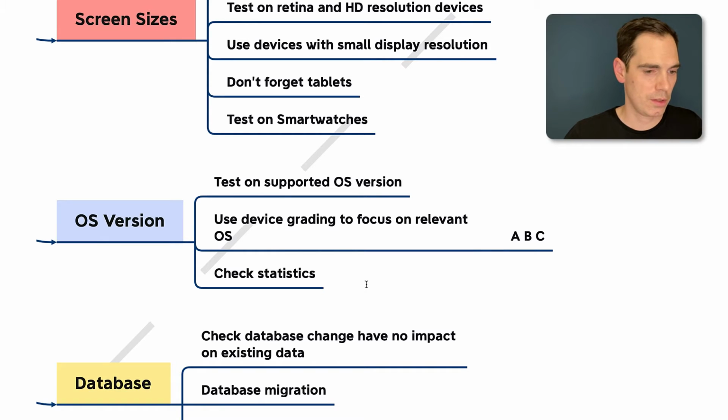Operating system versions, the same thing. You should test only on the supported operating system versions, right? So check the customer data, what OS version is being used by your customers. Use the device grading that I already mentioned to narrow down the test devices and the test setup configuration, so the hardware and software configuration, and just test on those things, right? Don't keep the old stuff in mind.